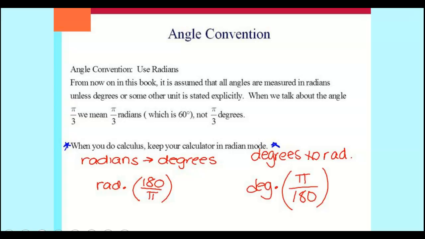So angle can go from radians to degrees and degrees to radians.